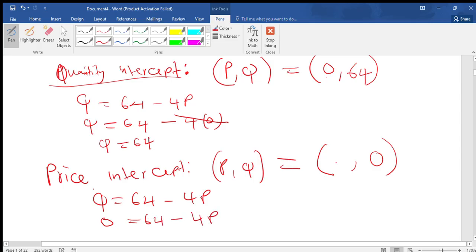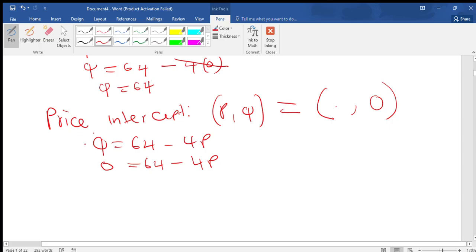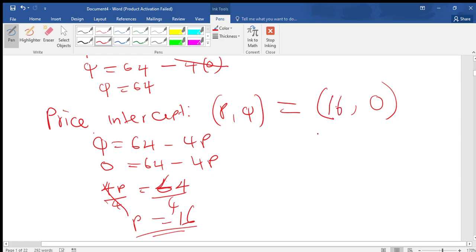Solving the value of P there, the negative 4p can go to the other side and becomes positive 4p, equal to 64, over 4. And the value of P in this case, what are we going to have? 4 into 64, I think that's 16. This is the price intercept. It means this is happening at (16, 0). 16 is the price value and 0 is the quantity value.